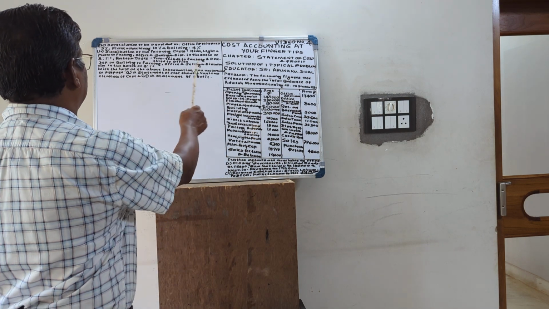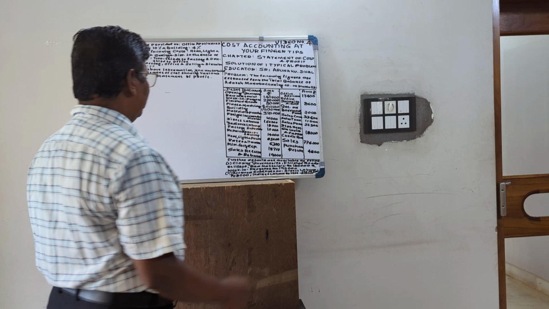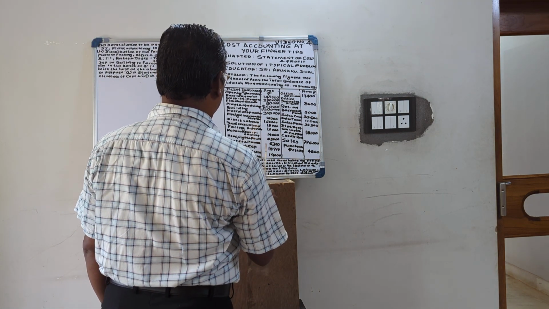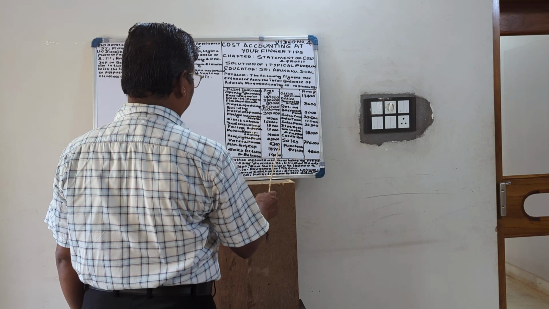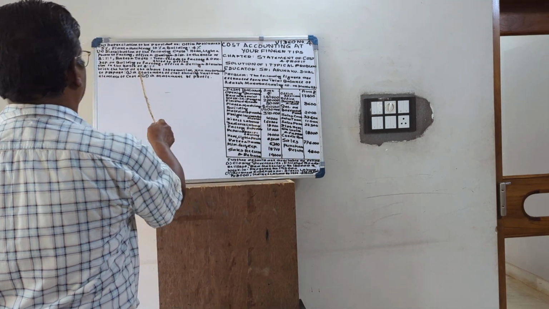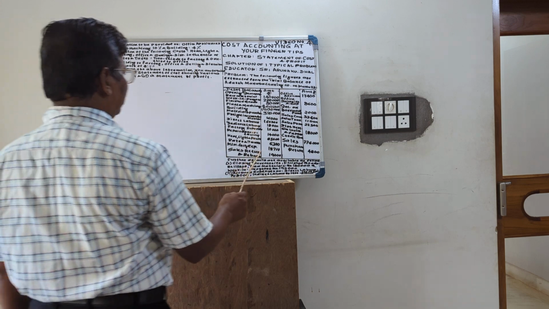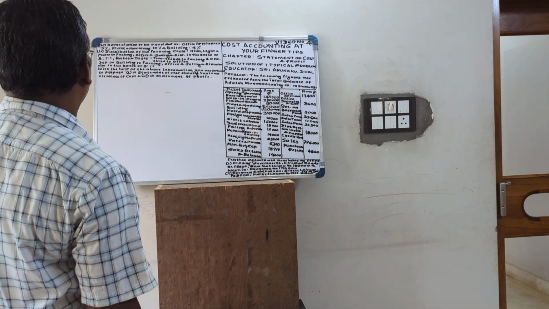Then rate taxes is distributed between factory and office in the ratio 2:1. So rate and taxes 6,300, which is 2/3 means it is 4,200. 4,200 relate to factory expenses. Another 2,100 relate to office overhead.